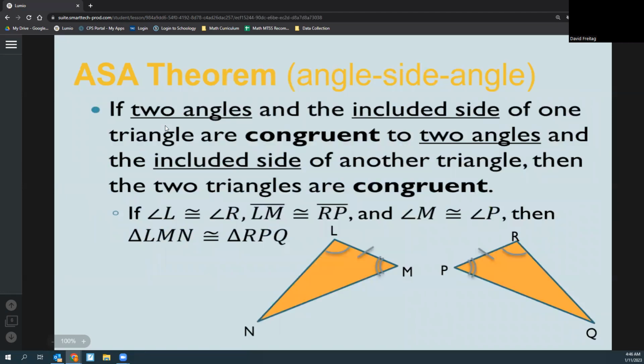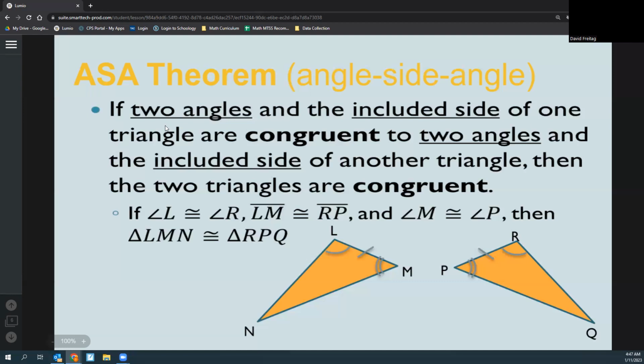The first theorem is the angle side angle theorem, or ASA. ASA reads, if two angles and the included side of one triangle are congruent to two angles and the included side of another triangle, then the two triangles are congruent. So an example, if L is congruent to R and LM is congruent to RP and M is congruent to P, then I can state those two triangles are the same.